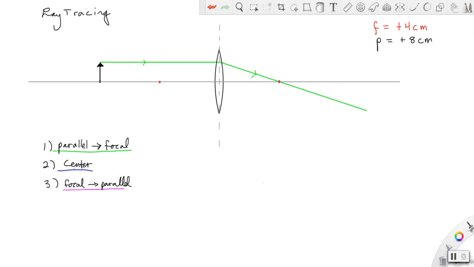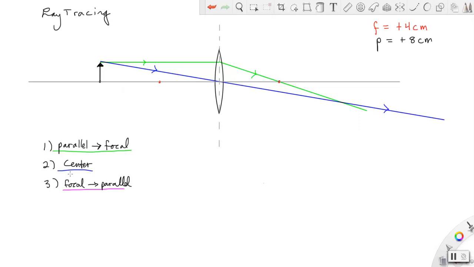The second one is called the center ray. The center ray is actually a very easy one because all you have to do is take it from the tip of the object directly through the absolute center of the system. So right where the optical plane and the optical axis meet, right? Okay, so that ray.